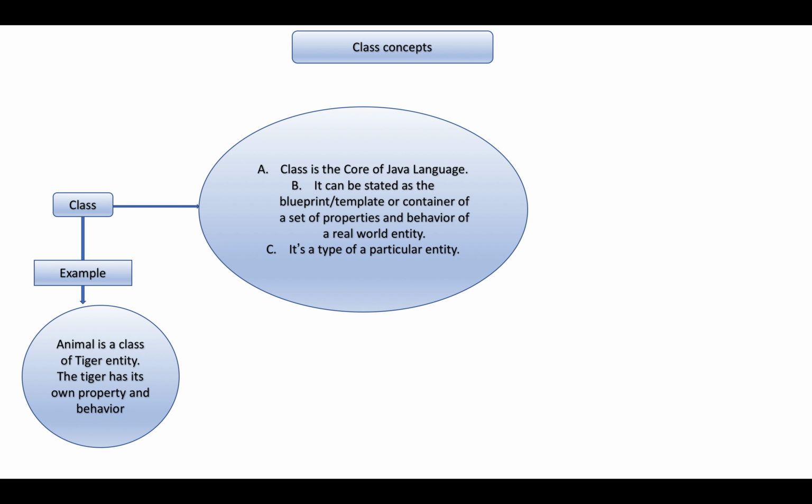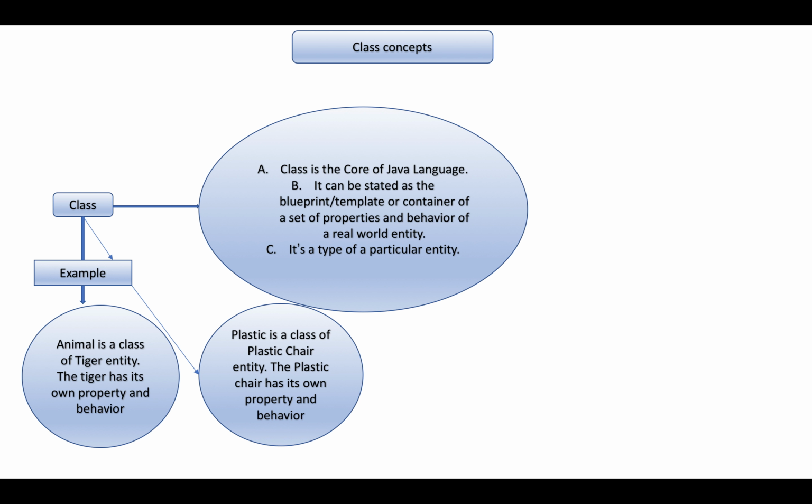Now, as I was giving the example here, I had taken the example of an animal. Tiger is what? Tiger is an animal. So tiger is a real world entity of type animal. So here the real world entity is tiger and animal is a type, that is the class. You can correlate the same thing with a Java class.